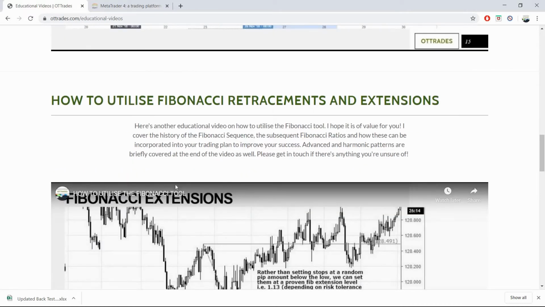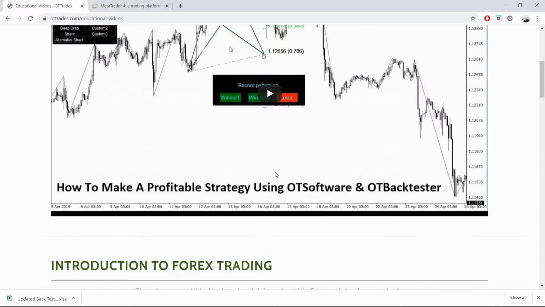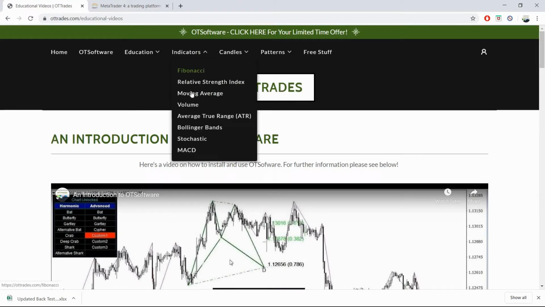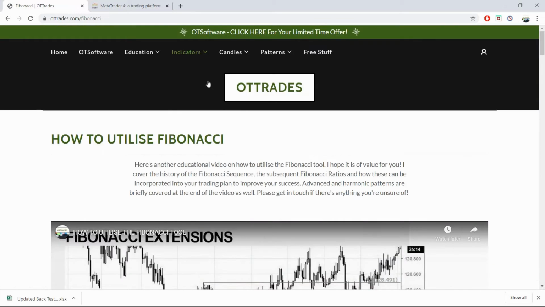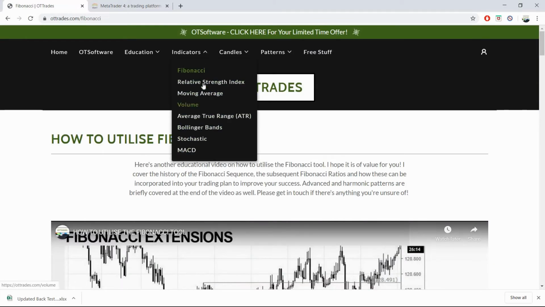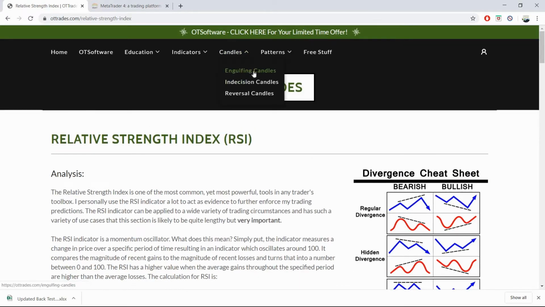Fibonacci retracement tools. So this, I obviously trade using advanced and harmonic patterns, which are based on the Fibonacci retracement levels. So this is quite important if you are looking to trade in a similar way that I do. Indicators, there's some videos on certain indicators and lots of information on each of these as well. So go over there and check that out. Engulfing candles, indecision candles, reversal candles, so there's information on these and what to look for.